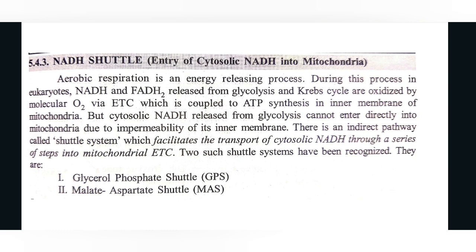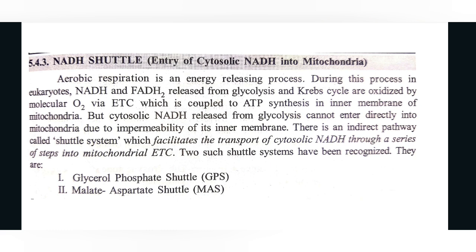So the mitochondrial NADH and FADH2 can easily move to the electron transport chain, which is present on the inner mitochondrial membrane, and finally convert into the adenosine triphosphate. But the cytosolic NADH, which is produced during glycolysis process, has to move into the mitochondria and to the inner mitochondrial membrane to perform electron transport chain and to produce adenosine triphosphate.